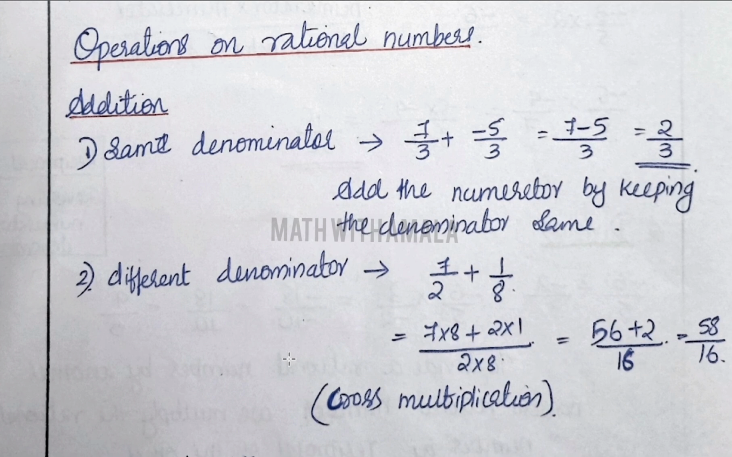In the case of addition, you have same denominators and different denominators. When we have the same denominators, add the numerators by keeping the denominator the same. For different denominator addition, you can go with the cross multiplication method. 7 by 2 plus 1 by 8 is equal to 7 into 8 plus 2 into 1 divided by 2 into 8, which is equal to 56 plus 2 by 16, that is 58 by 16.